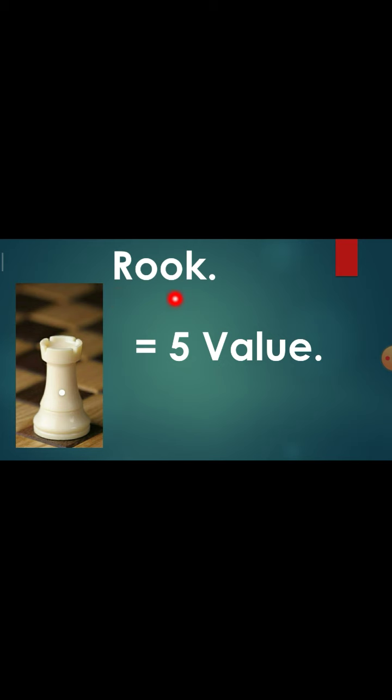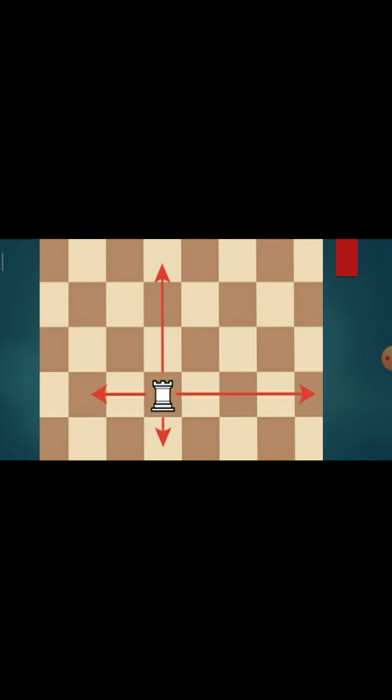After that comes the rook. The rook is given the value 5 because it's the most important piece after the queen. Here we can see that here's a rook and a rook can move only in a row or file.